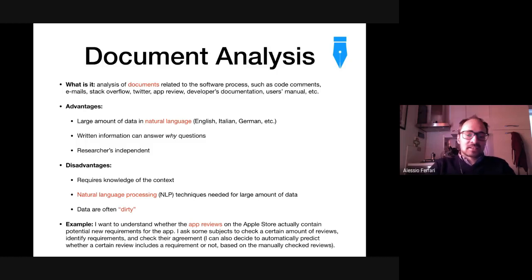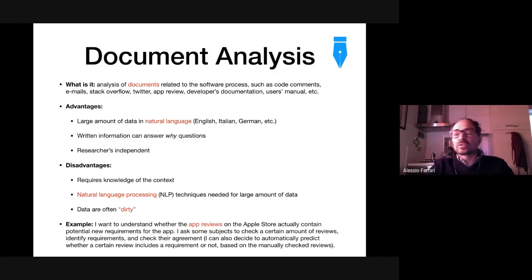An example is that I want to look at the App Store or Google Play, and understand whether the app reviews in the repository contain potential new requirements for my app. I developed an app. I don't know what the people think. The only way to have new requirements is looking at the reviews. But in this case, I can ask some subjects to check these reviews, identify which ones are actually speaking about new requirements, and check how much they agree.